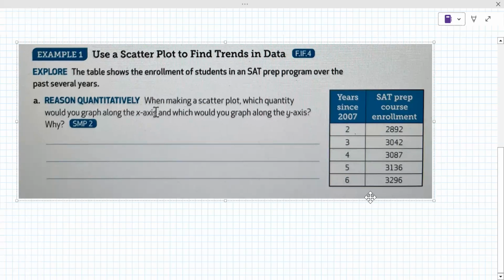All right, use a scatter plot to find trends in data. The table shows the enrollment of students in an SAT prep program over the past several years. Wow, I wish my enrollment looked like this. It's pretty amazing. When making a scatter plot, which quantity would go along the x-axis and which would you graph along the y-axis? My x-axis would be years, and SAT prep course enrollment would be my y.